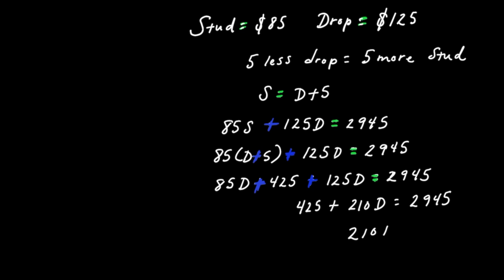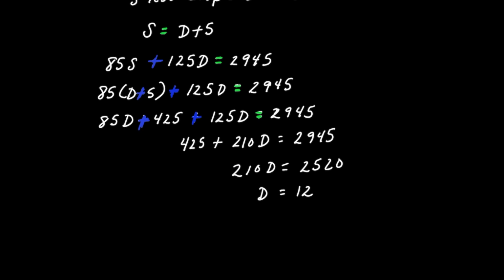And we subtract both sides by 425 to get 210D equals 2,520. And then we divide both sides by 210 and end up with D equals 12, or the number of drop earrings is 12. And we know that the stud earrings are going to be 5 more than the drop, so we add 5 to that number to get 17, which is the number of stud earrings.